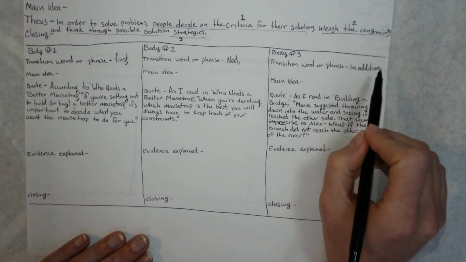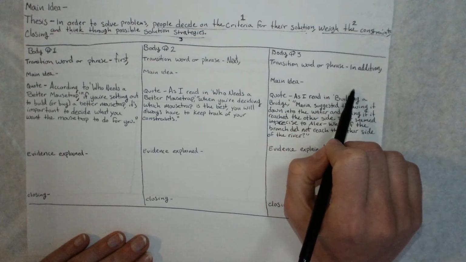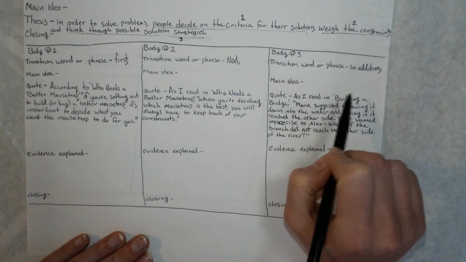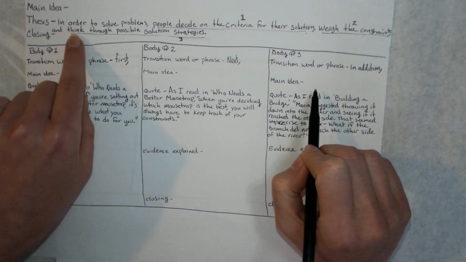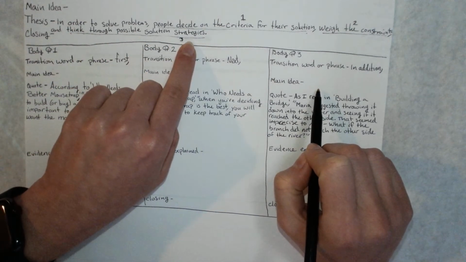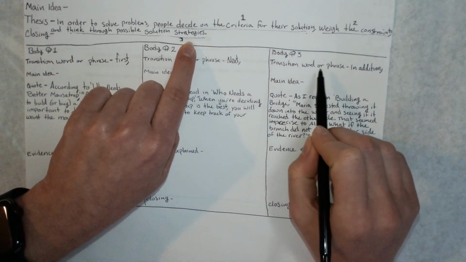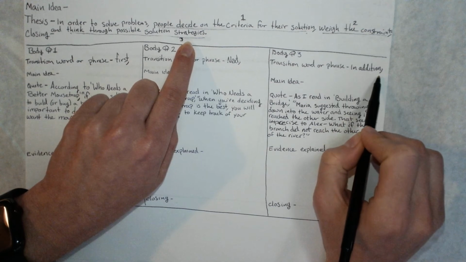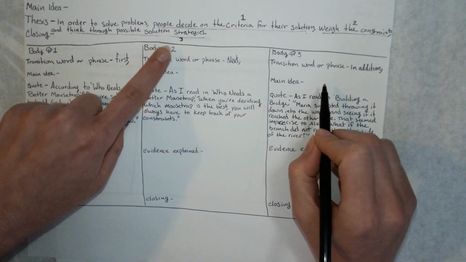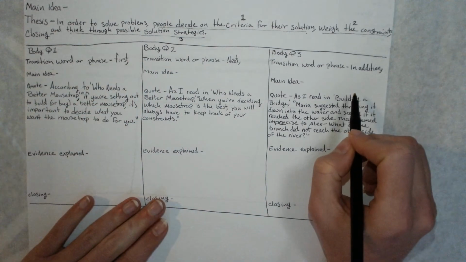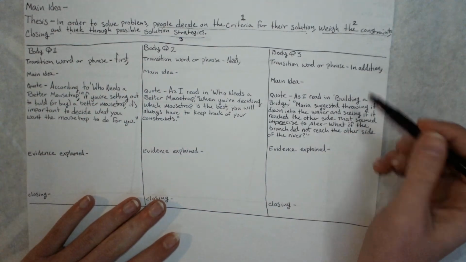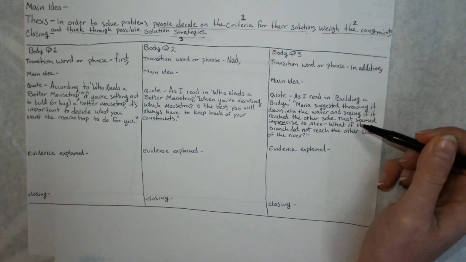In addition, comma, and then we're going to need to say our main idea. We're going to need to say what this paragraph is all about. So remember, our 3rd point says, think through possible solution strategies. So this first sentence will say, in addition, comma, people think through possible solution strategies, period. You can say very organized that way. After that sentence, we can apply our quote. Remember, this came from our text evidence.